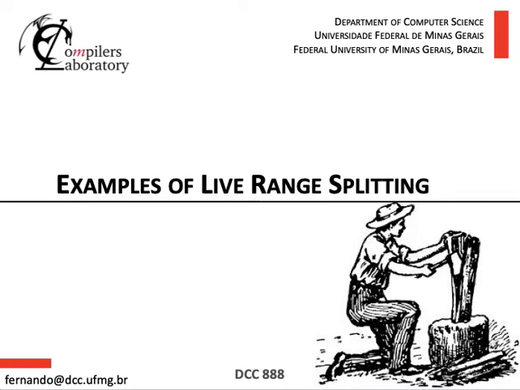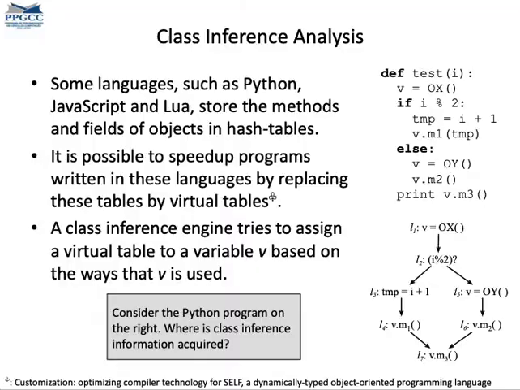Hi, I'm Fernando Pereira from UFMG Brazil, and today we talk about how to split live ranges to ensure that a given data flow analysis has the single information property. To motivate this class, we shall see 4 examples of different static analysis, and we will see how we can make them sparse. Let's start inferring virtual tables for dynamic typed languages.